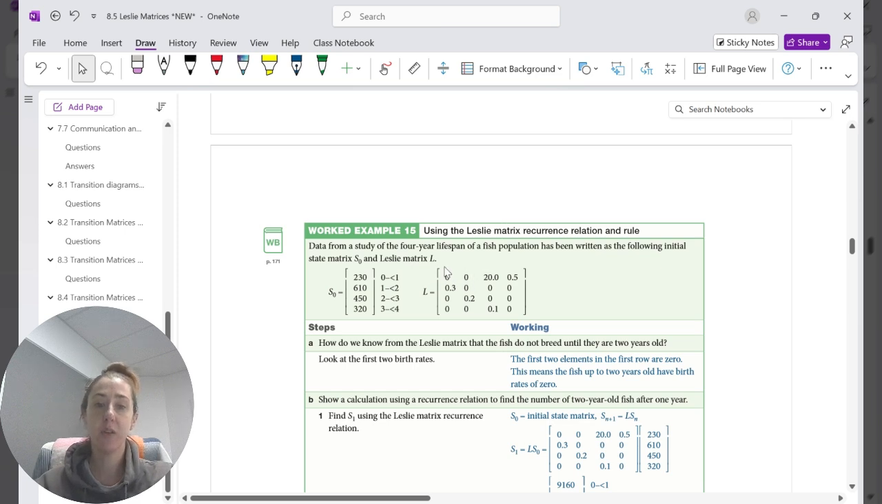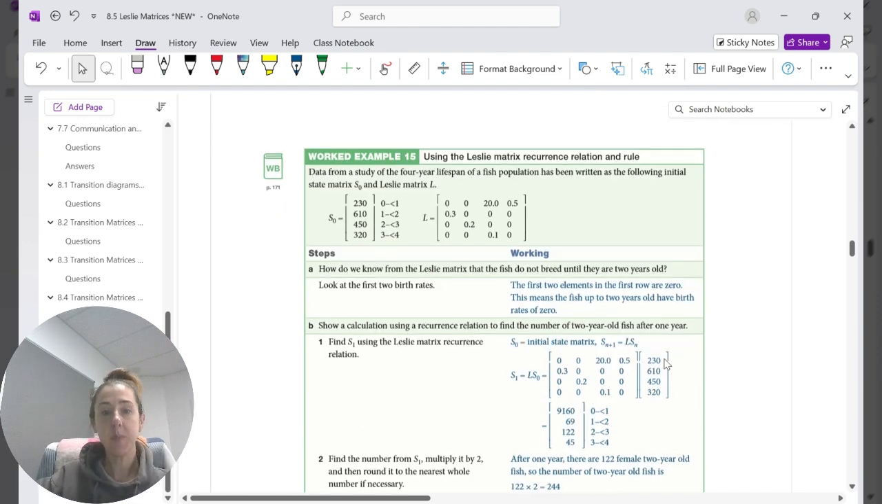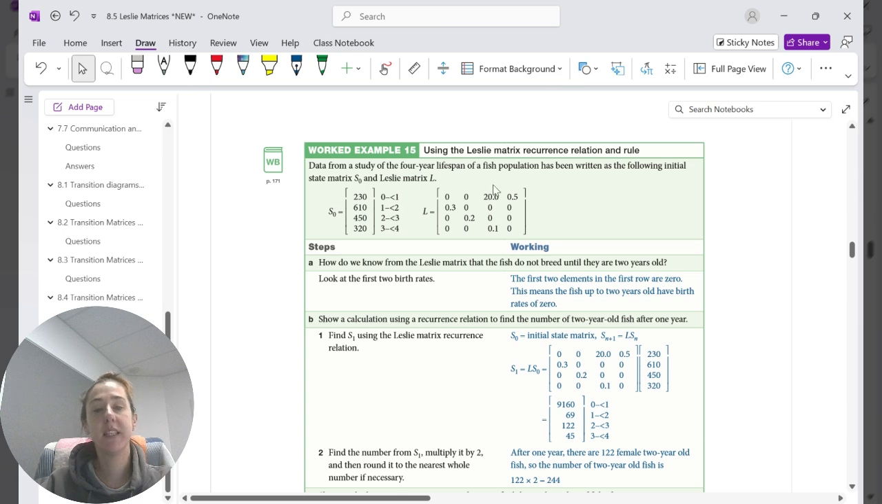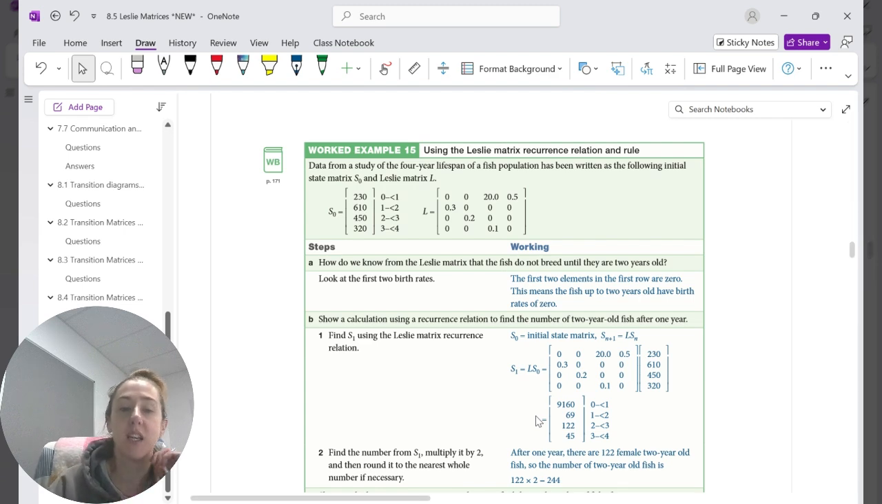So we haven't got any birth rates sitting in here. The first 2 elements are 0, meaning that the fish up to 2 years have a birth rate of 0. Remember, these are our birth rates in this top row. Now: show a calculation using a recurrence relation to find the number of 2-year-old fish after 1 year.